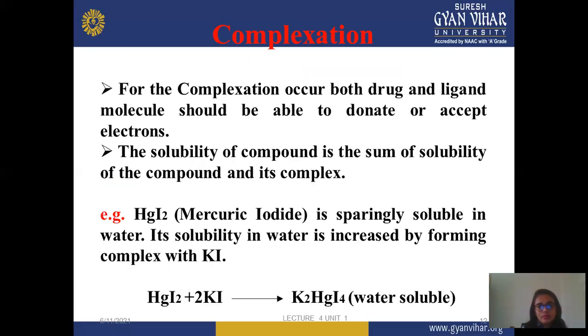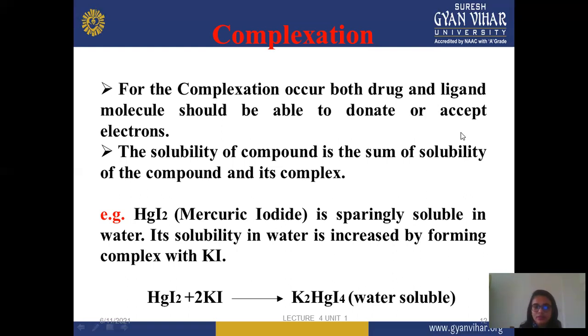Next is complexation. In complexation, you form a complex between different excipients and the drug, or use them in combination. After complex formation or ligand formation, the particular drug shows more solubility. For complexation, both the drug and ligand molecule should be able to donate or accept electrons, and the solubility of a compound is the sum of the solubility of the compound and its complex. This means the ligand interacts with the drug, both donate or accept electrons, and this forms the complex, which shows more solubility and is more easily solubilized.